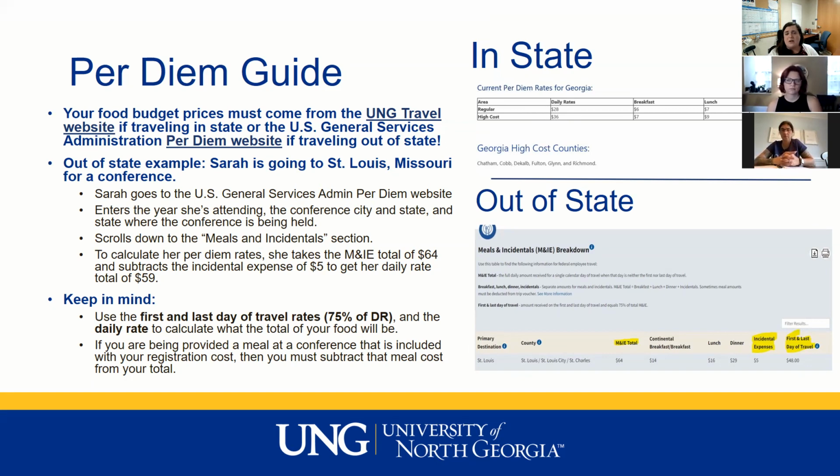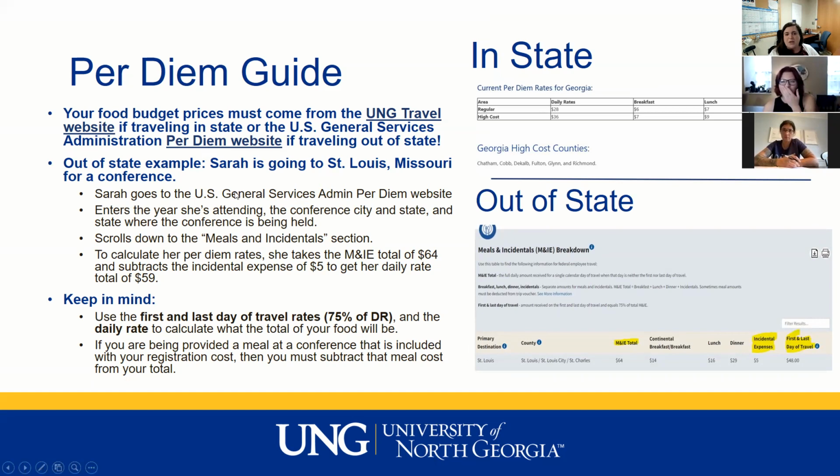So depending on how long the conference is, how long you'd be traveling for, it gets a little confusing sometimes. But for out of state, we want you to use the U.S. General Services Administration per diem website. And I can always send you the link later, but you can also Google that and that should come up. And what you do is you put the year, you put the conference city and state where the conference will be held, and it should give you a breakdown of the meals and incidentals.